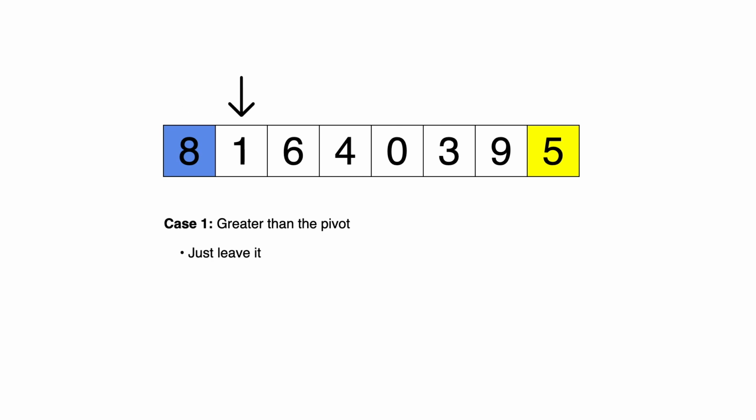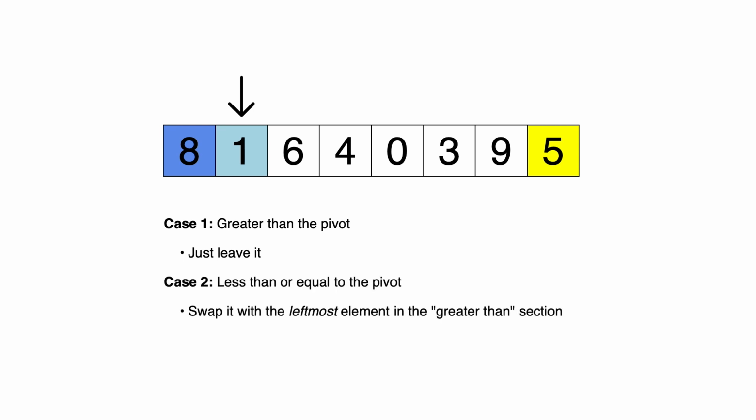Next we'll look at 1, which is less than 5. Well, in QuickSort, elements that are less than the pivot should be on the left side of the array. So the way we do this is to swap the current element with the leftmost element that's in the greater than section. Right now, we only have one element so far that's greater than the pivot, so we'll just swap these two and we can move on.